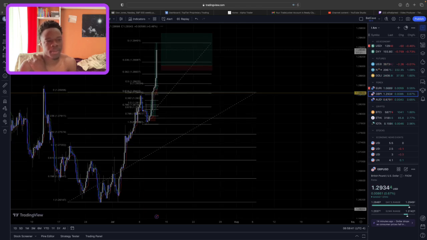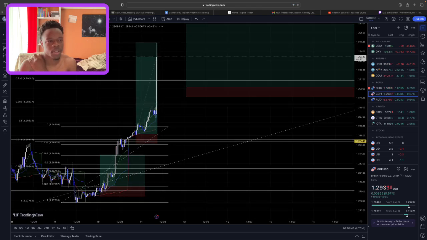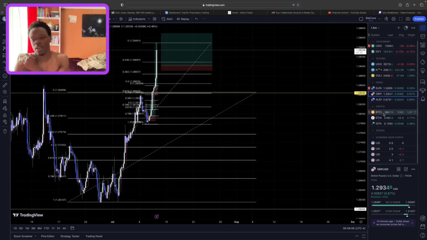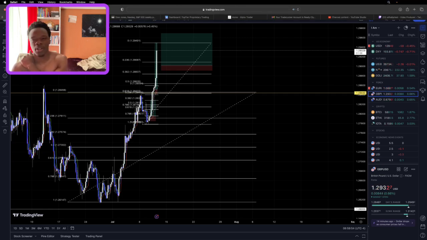As on lower time frames, price action would look to correspond with that as well. And that's pretty much my quick update on the analysis for the market so far.